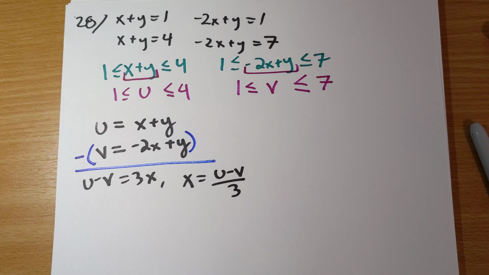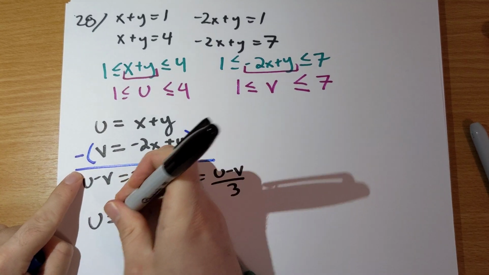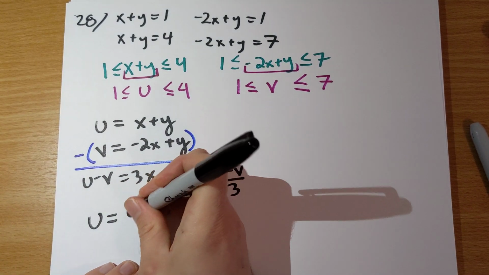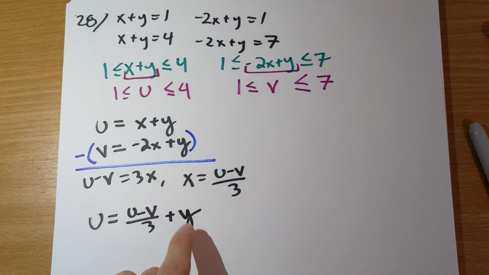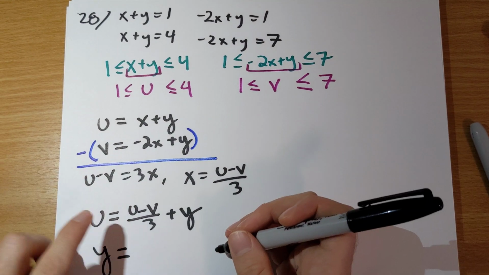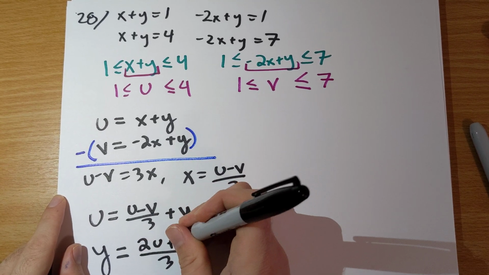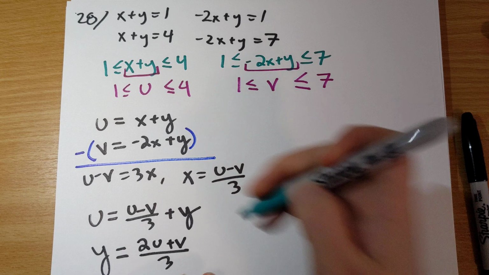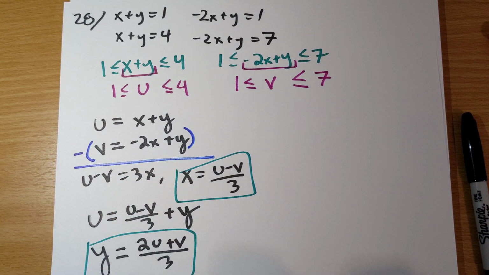What else can we do here? We want y in terms of u and v. So looking at this first equation here, u is equal to x plus y, where x is (u minus v) over 3. If we subtract this term from both sides, we end up with y is equal to u minus u over 3, which is 2u over 3, and we end up with a plus v over 3. So here is x in terms of u and v. Here is y in terms of u and v.